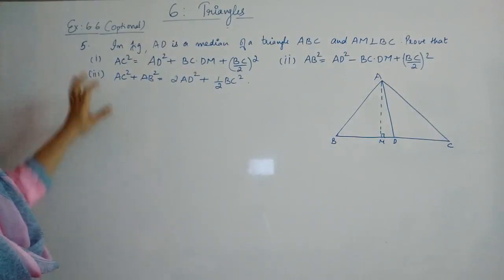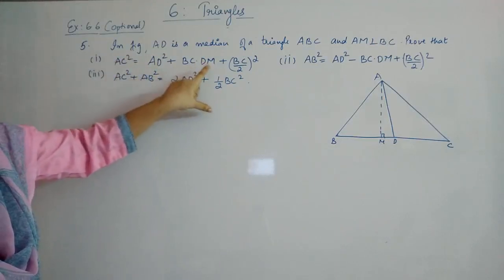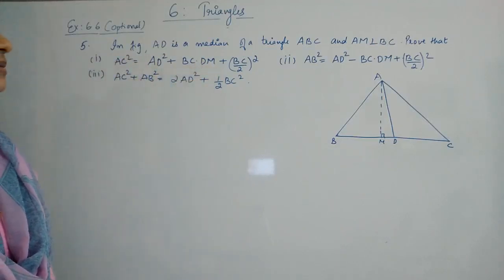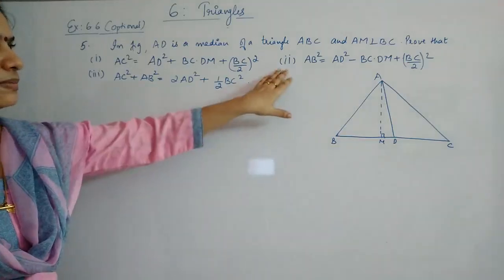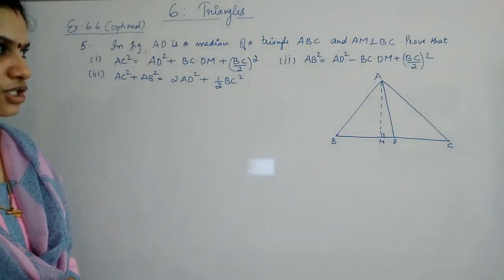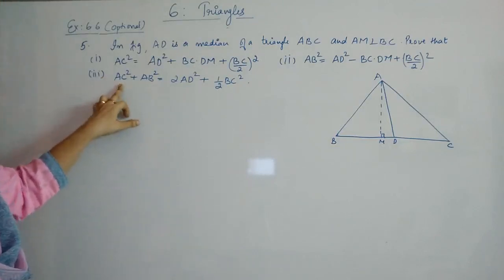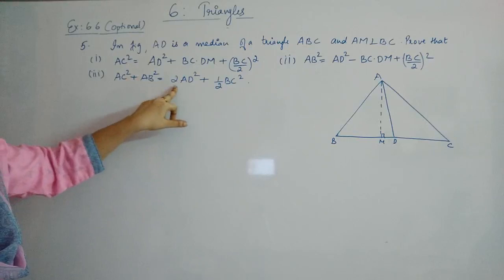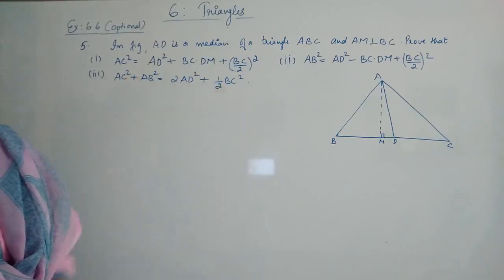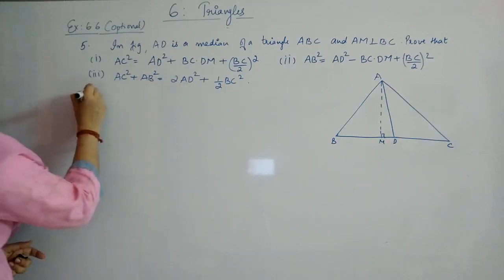Prove that first subdivision is AC square is equal to AD square plus BC into DM plus BC by 2 the whole square. Second subdivision is AB square is equal to AD square minus BC into DM plus BC by 2 the whole square, and third one is AC square plus AB square is equal to 2AD square plus half BC square. So let's start with the first subdivision.